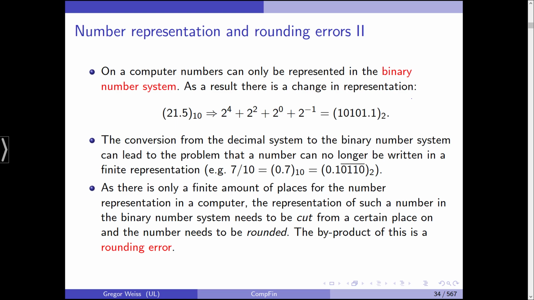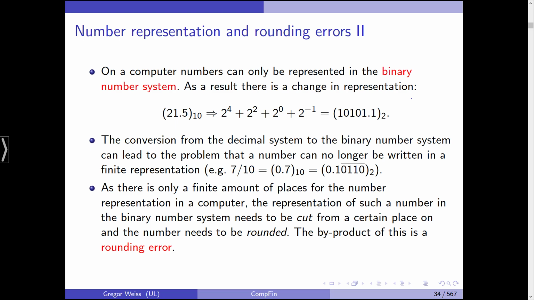Now, this conversion from the decimal system to the binary number system can lead to some problems, because there are numbers that can no longer be written with a finite representation. For example, 7 over 10, 0.7, has a finite representation in the decimal system, but actually an infinite representation in the binary system.